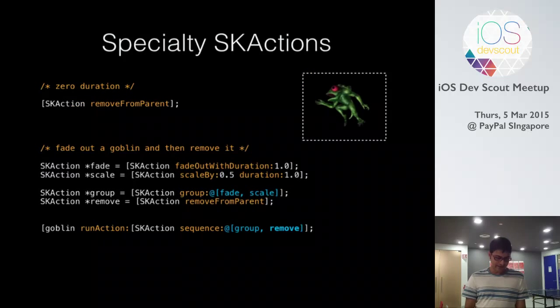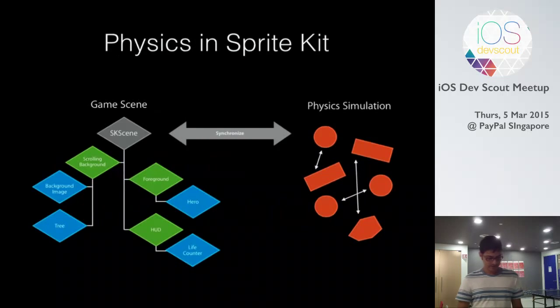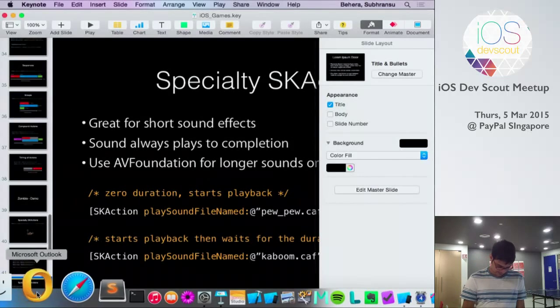There are some special actions where you can remove these nodes from your scenes. Let's say in certain games you have a spaceship that flies off your screen, and once the spaceship flies off, you probably want to remove it from the scene, and there is this remove from parent method that you can use to remove the node. You can use SKAction also to play sounds along with your other actions. Okay, let's see another demo.